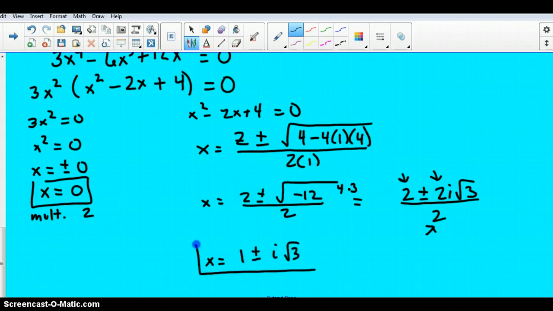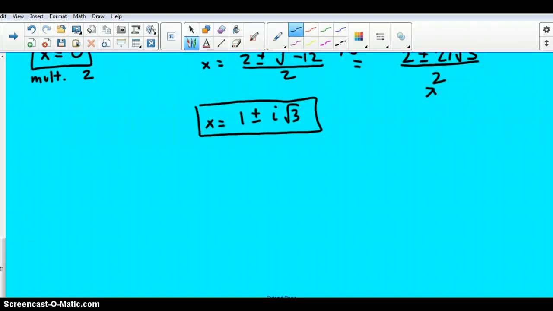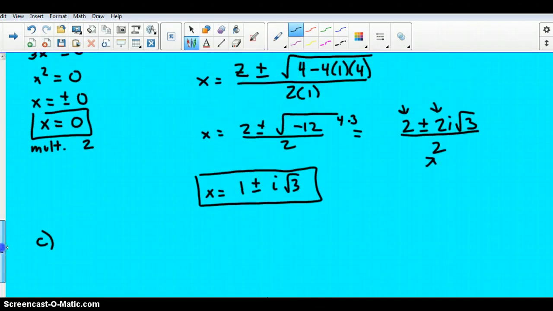And does that give me 4 solutions like I'm supposed to? There's 0 with a multiplicity of 2, so we count that twice. And then how do we get 2 solutions from here? The plus or minus. Did I make a mistake somewhere? Confused by the multiplicity.